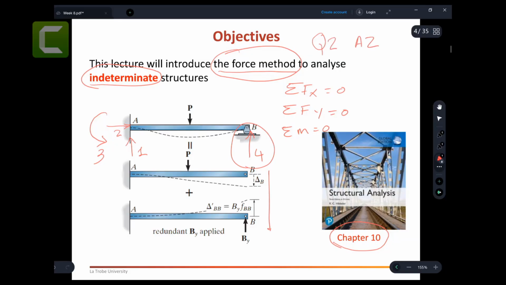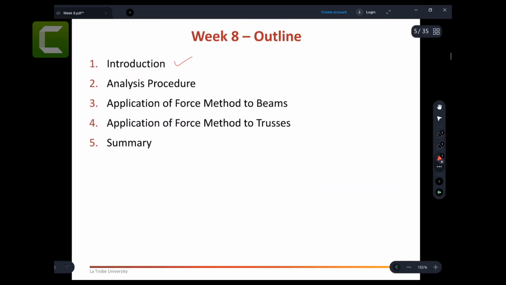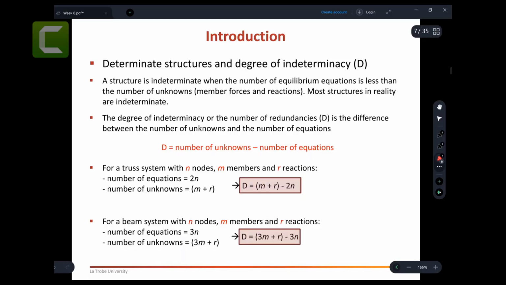Very simple. Every week we have a topic to cover. Force methods: some quick introductions, how the methods work. Then I will give you the step-by-step procedures to solve these examples. Then we will take examples based on these force methods for the beam and truss. And then finally we will summarize in the 2 hours. So let's introduce these methods.